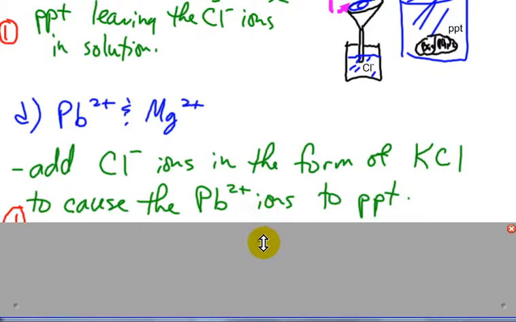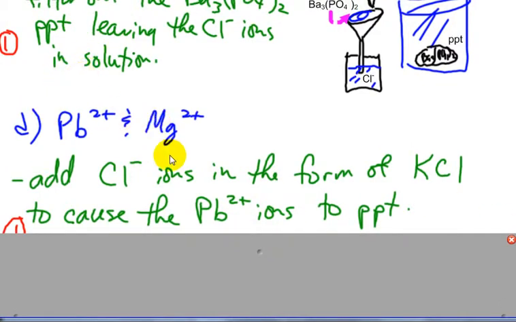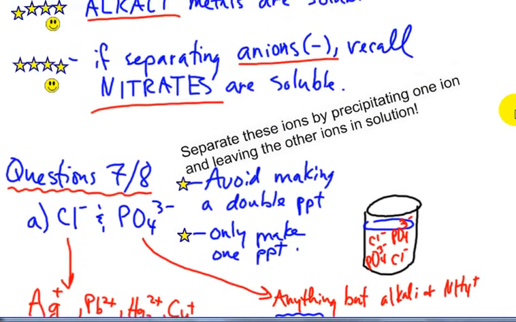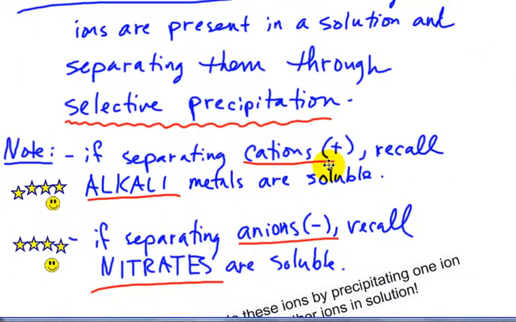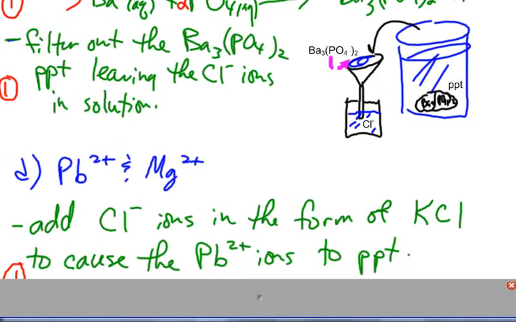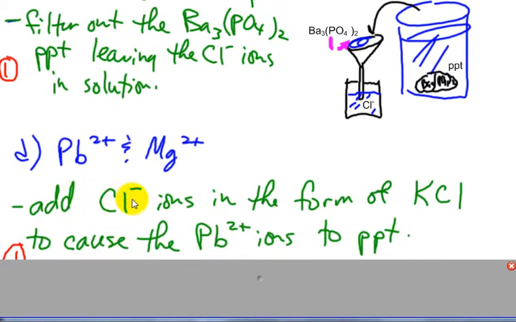And note up above, this time I'm separating positive ions from each other. So if you are separating positive ions, remember that the alkali metals, sodium, potassium, lithium, etc., are all soluble. So it's a way of transporting those chloride ions into there. I need something positive, a chloride compound, to transfer into there. So I just chose potassium because it's an alkali metal. I could have chosen sodium, it doesn't really matter. So add chloride ions in the form of KCl to cause the lead ions to precipitate.